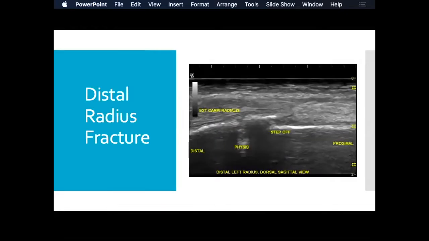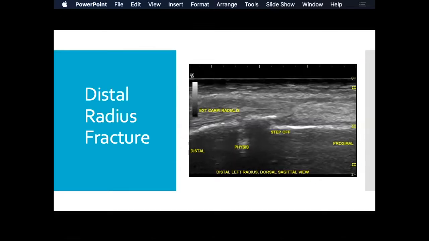So this is the sideline. You haven't sent this patient to the emergency department for the definitive diagnosis yet, but you're at least able to say, maybe you shouldn't be playing right now because I can see your distal radius fracture. So on the right side of the screen is proximal, left side of the screen is distal. You see the physis there, and then just proximal to the physis, you see that step off.